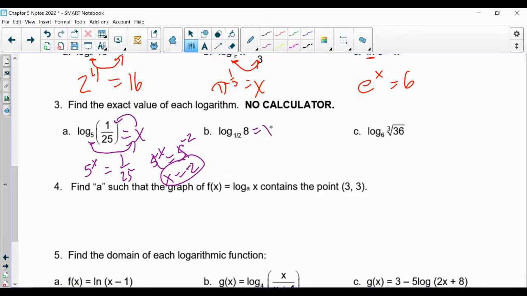Again, same thing. You can do this. And again, we'll have a shorter way of doing this once we have some properties, but it's still good to know how to do it this way. So here we have 1/2 to the x equals 8.